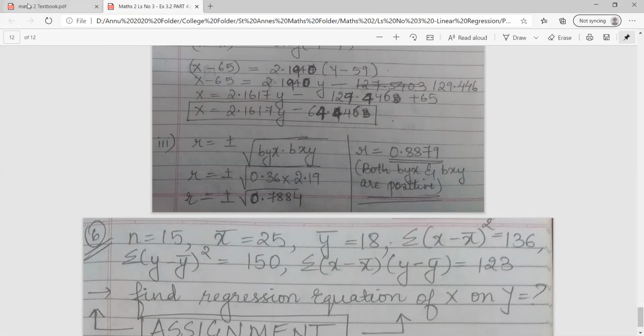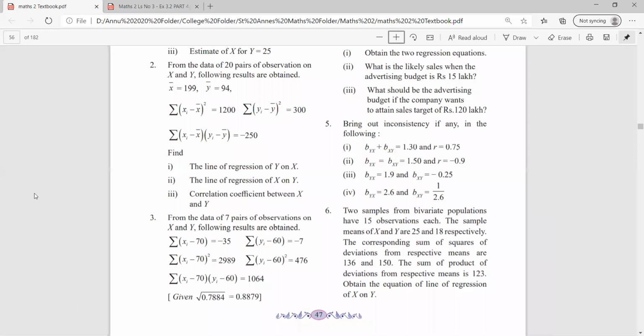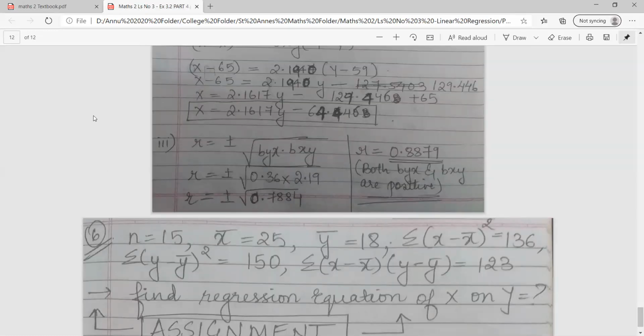So with this class, sum number 3 is over. So I request you all to pause the video, try and understand the steps. If you have any doubt, please let me know for the same.